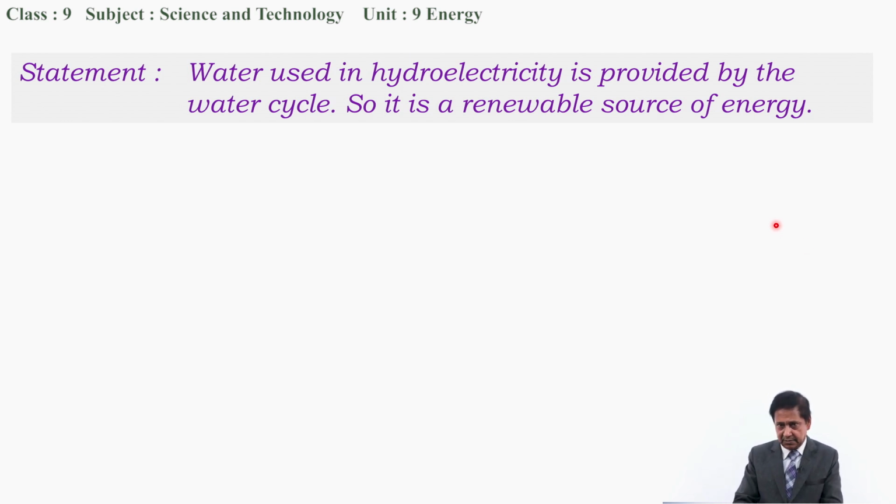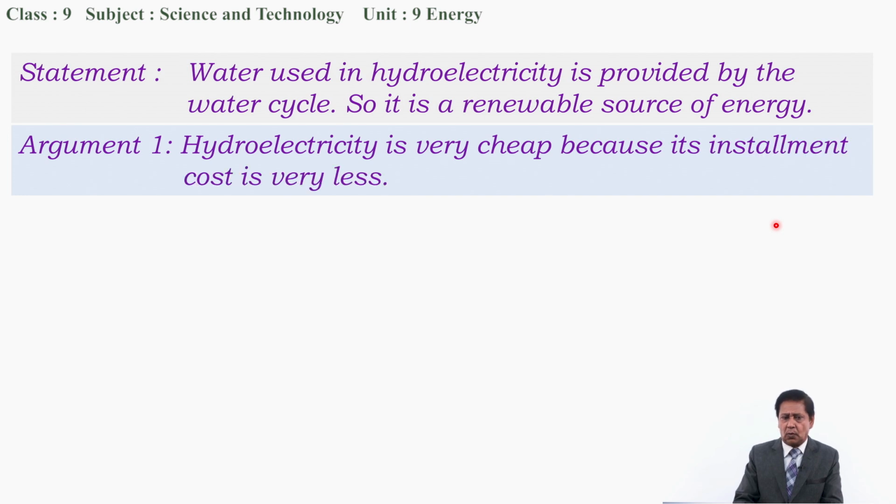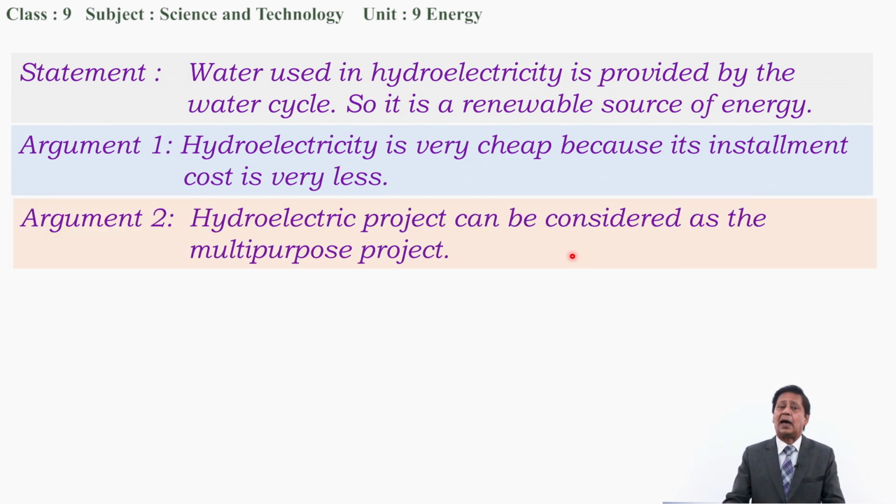First, think about this. Argument 1: hydroelectricity is very cheap because its installation cost is very low. Is this correct or not? Think about this. Argument 2: a hydroelectric project can be considered a multi-purpose project. Is this argument correct or not?